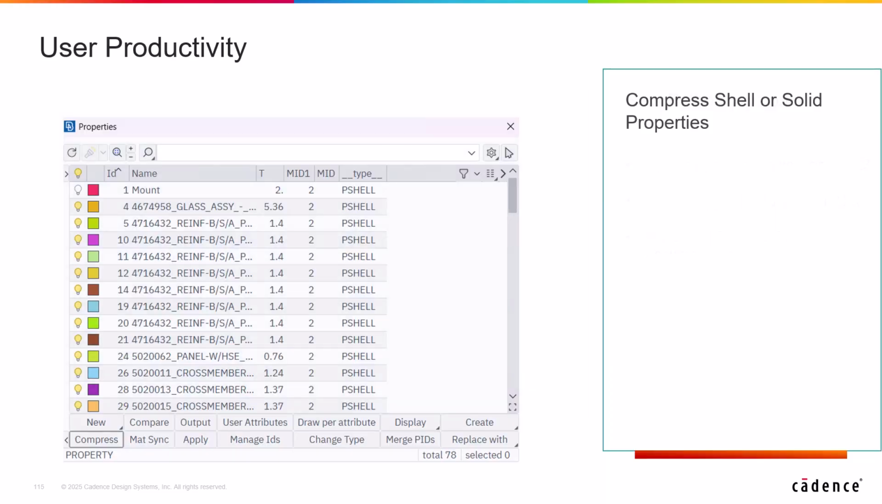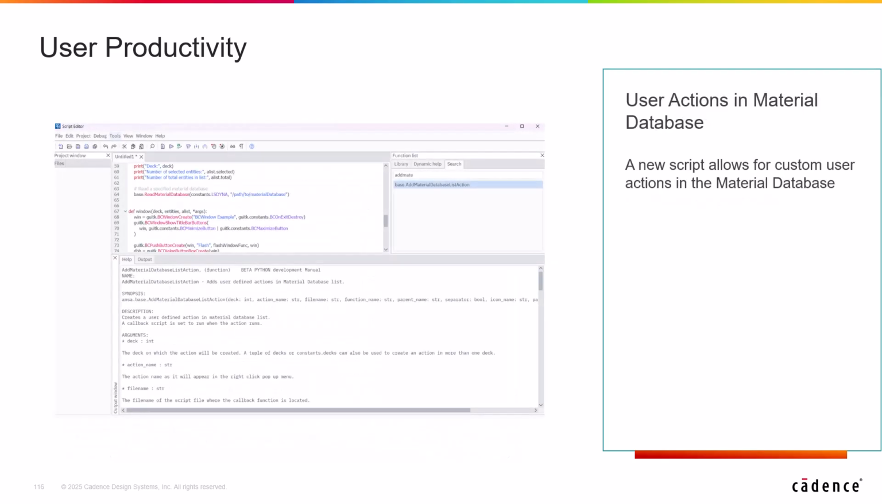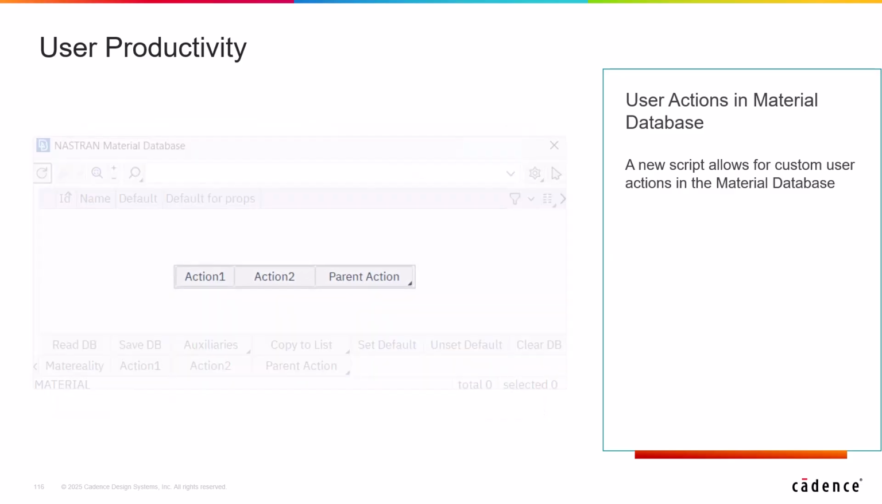Moving on, the compress function previously removed only unused entities. Now, similar to the functionality in the material card, it is possible to compress shell or solid properties based on their name or values. This means that even if these properties are in use, they can still be compressed, as long as they share the same name or identical values, helping streamline and clean up your model more effectively. It is also worth mentioning that user actions are now available through a new script that allows for custom user actions in the material database.